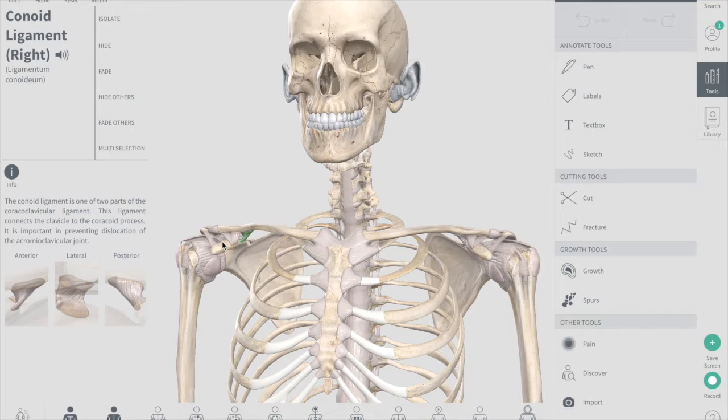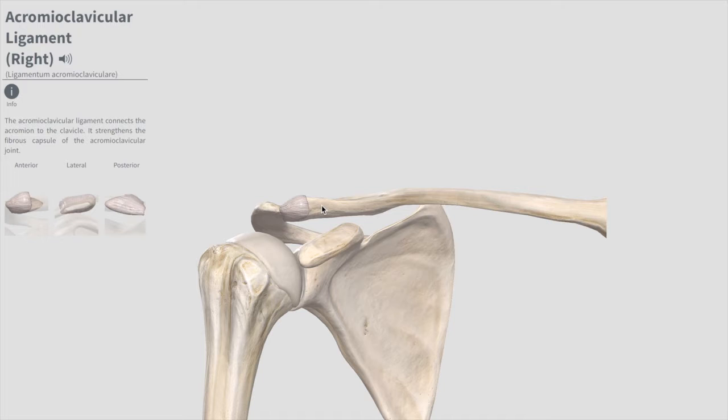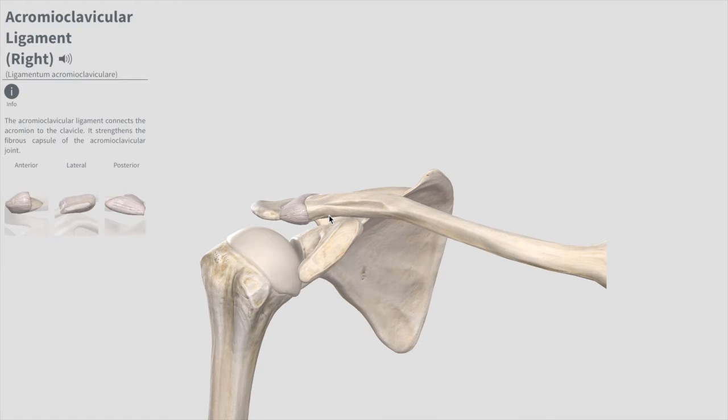So I'm going to first start by discussing the acromioclavicular ligament. So that's this one here. I'm going to isolate it so that we can see it a little bit better. The function of the acromioclavicular ligament is to provide stability and to prevent the clavicle from moving up and over the acromion process. Furthermore, as you can see, it also covers the joint capsule and provides protection.